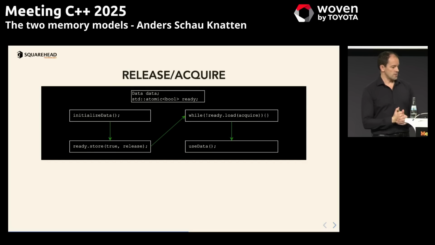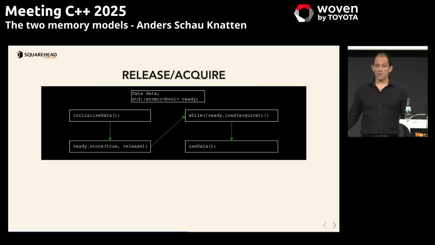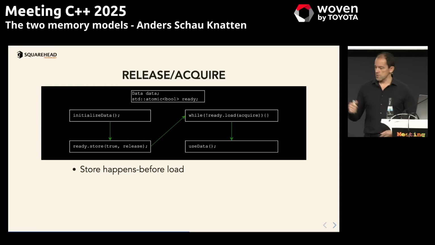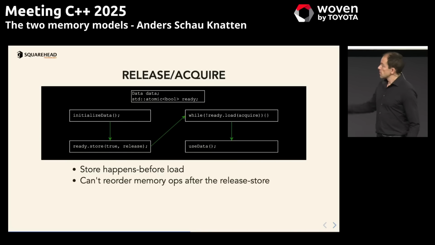And yeah, it is nice if I use release on the store and acquire on the load. Now there's a happens before, the arrow is green, and this is basically as good as you can get it. So the store happens before the load now. The way this works is that neither the compiler nor the CPU can reorder any of these stores after this, because we have the transitive happens before.